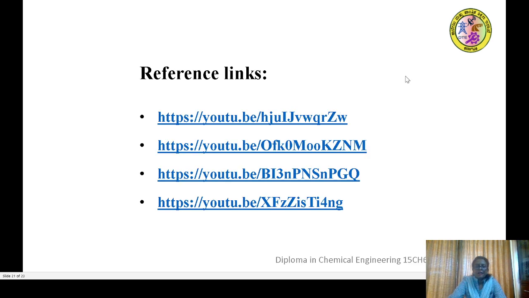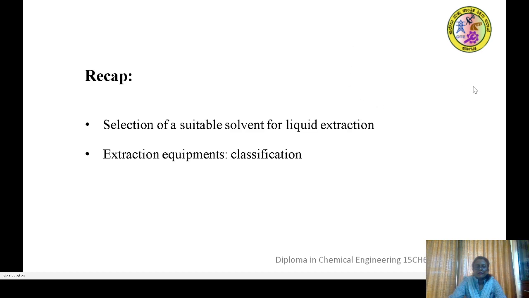So let me take leave now. Today you understood how you can select a suitable solvent for liquid extraction operation, what characteristics you need to consider, and how to make a suitable judgment to select the best solvent. Later on, we also understood how we can classify the extraction equipments, what the different categories are, and what types of equipments come under each category.